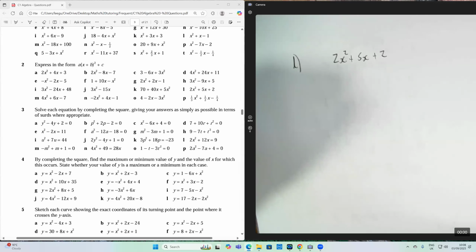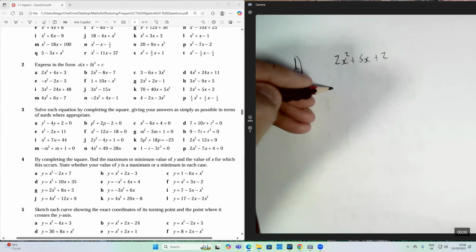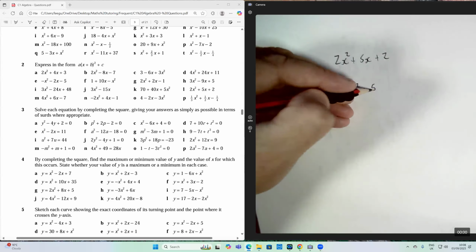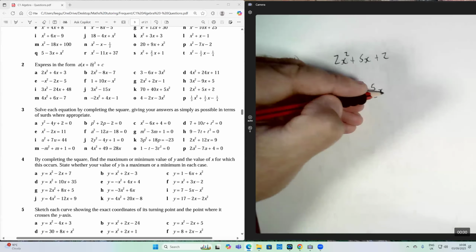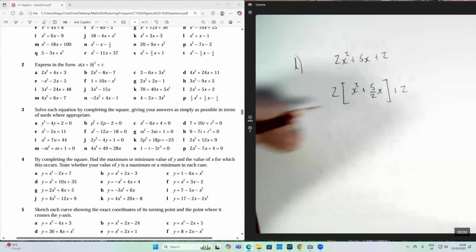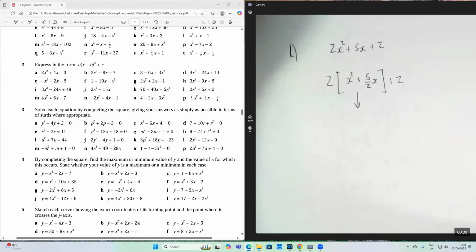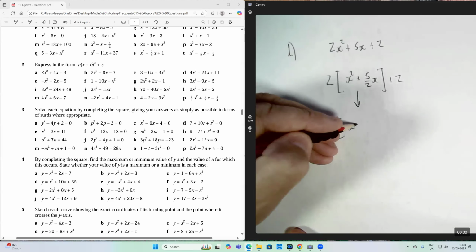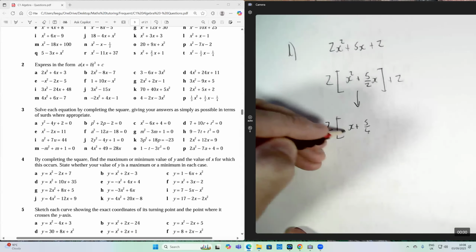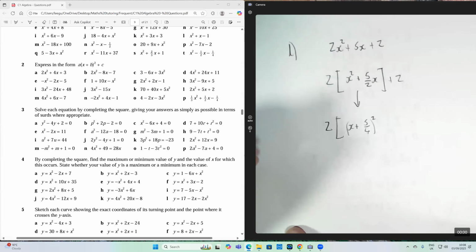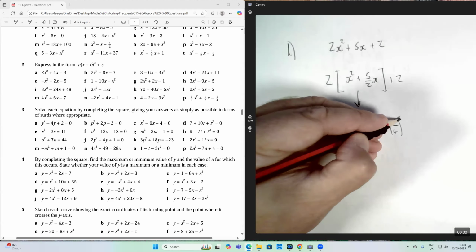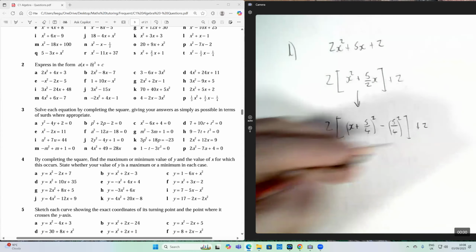So the first thing I'm going to do for 2L is I'm going to take out a factor of 2. So 2 square bracket x squared plus 5 over 2x, close the square bracket, plus 2. I'm now going to complete the square on what's in the square bracket. So that's going to be 2, that's going to be x plus 5 over 4. Notice that I've doubled the denominator in order to halve the value of that fraction. Minus 5 over 4 all squared, square bracket there, plus 2.